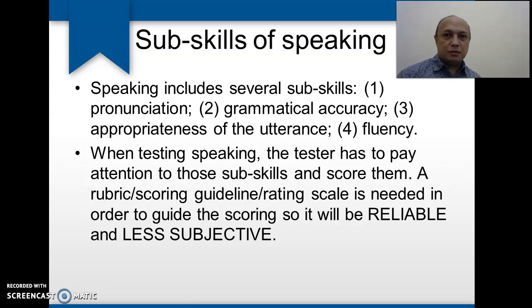The main weakness, the potential weakness of testing productive skills is that the subjectivity might be too high. And if the subjectivity is too high, then you tend to score unreliably because your judgment, your scoring, is influenced very much by your subjectivity. And in order to reduce the subjectivity, you need the rubric, the scoring guideline, the rating scale. That will guide you in your scoring. You get the idea? Good.